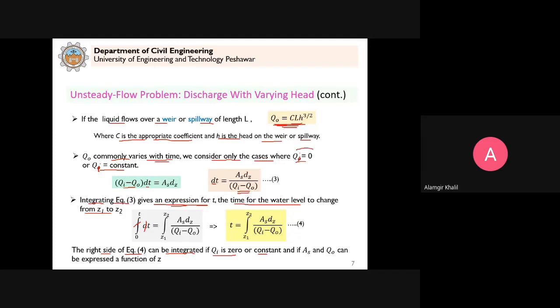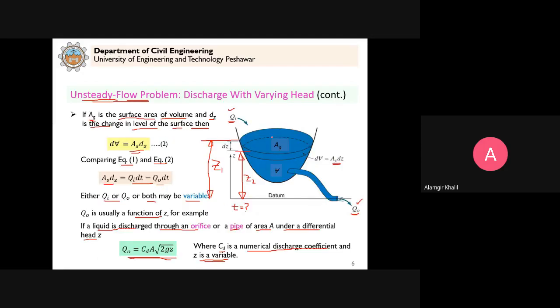This is what we talk about here. Qi is either 0 or it is constant, and if As and Q naught can be expressed as a function of Z. Because you can see here we talk about the surface area, so in this case the surface area can change. You see this surface area here, this is the surface area for this situation. If you consider another surface area here, these are not the same. When will these be the same? When we have a uniform water tank. Clear? Either square, rectangular or circular, then in that case As will be constant, but for this given case As is not constant. Clear?